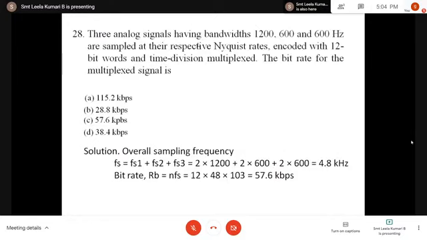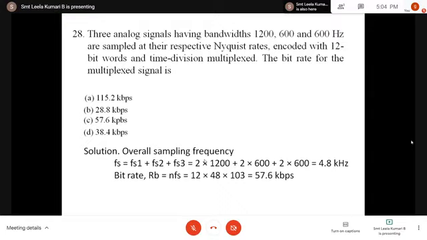Three analog signals having bandwidths 1200, 600 and 600 Hz are sampled at their respective Nyquist rates, encoded with 12-bit words and time division multiplexed. The bitrate for the multiplexed signal is, so bitrate can be calculated from the number of bits multiplied by the baud rate. Baud rate is nothing but sampling frequency.